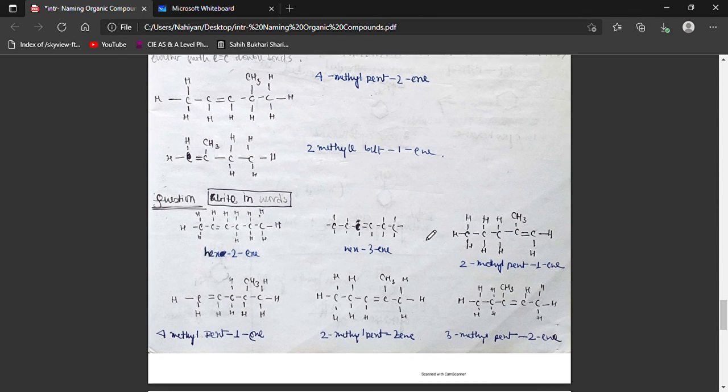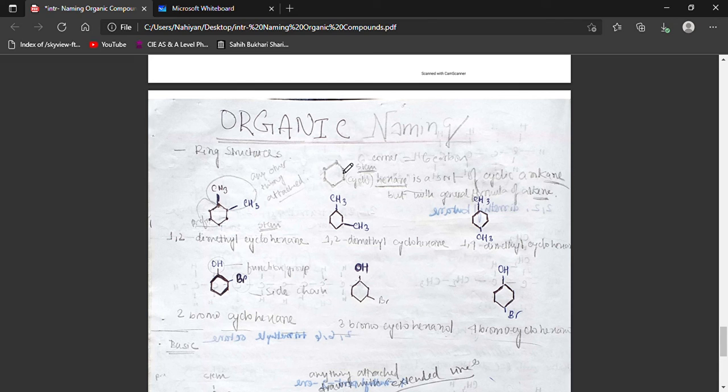Moving on to ring structures. That is very easy as well.